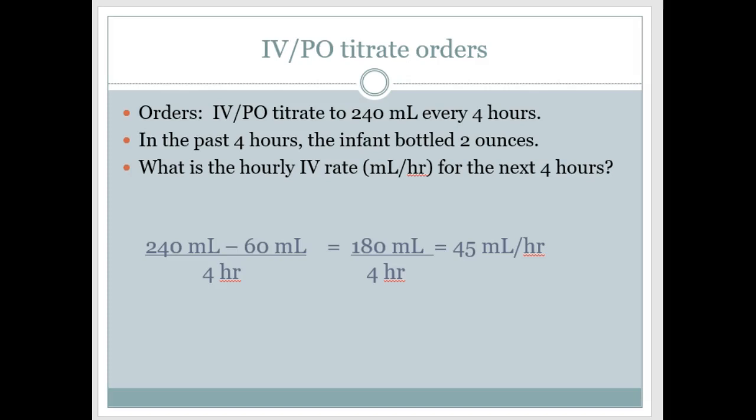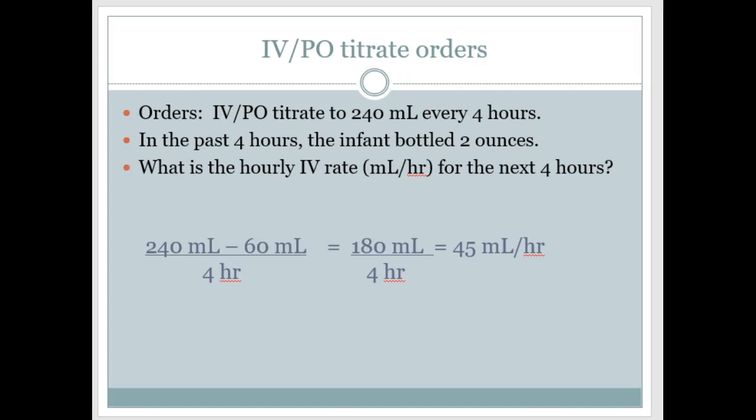Okay, so let's go on to the next slide and then work through that calculation. So again, our order is 240 milliliters every 4 hours. We know that in the past 4 hours, she's had 2 ounces. And the conversion for ounces to milliliters is one that you'll need to know. For every 1 ounce, there's 30 milliliters. And so 2 ounces would be equivalent to 60 milliliters. So what we're going to do is subtract that off as volume of that 240 that she's already met. So we're going to take 240 minus the 60 milliliters. That's going to give us 180. That's about what we need to anticipate we're going to need to give via IV. So we're going to divide that by 4. And that gives us a new rate of 45 milliliters per hour.